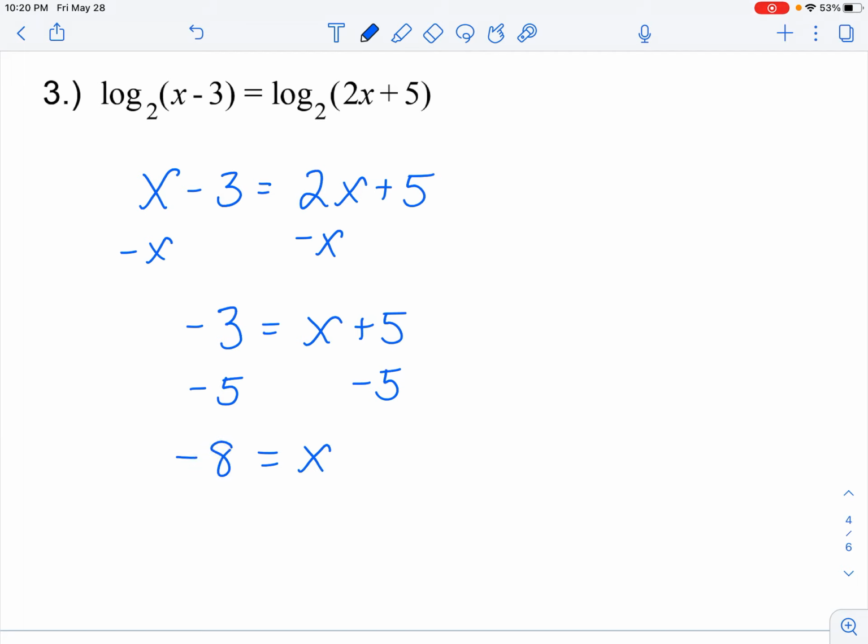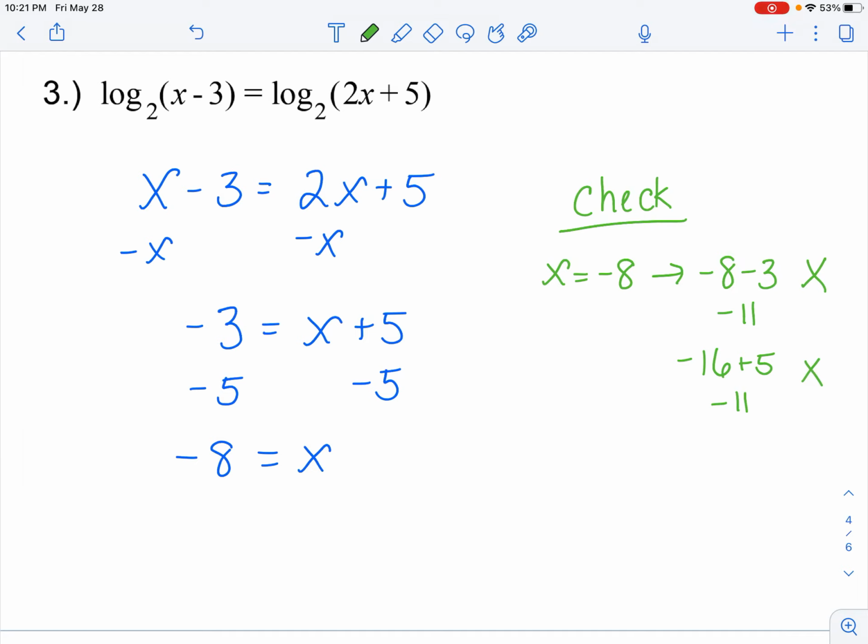Getting a negative number is okay for the value as long as it doesn't make the argument negative. So let's check. If I do x equals negative 8 into negative 8 minus 3, that gives me a negative, which is not allowed. Okay, that's negative 11. And the same thing happens with the 2x plus 5. That would give me negative 16 plus 5. And while it's still negative 11, it's still a negative. So this is extraneous, which means this one has no solution.